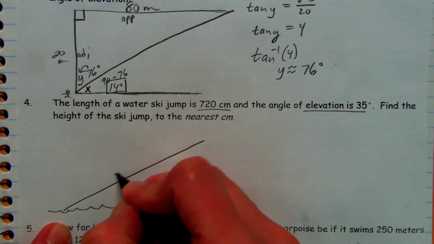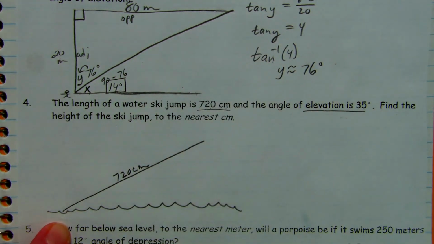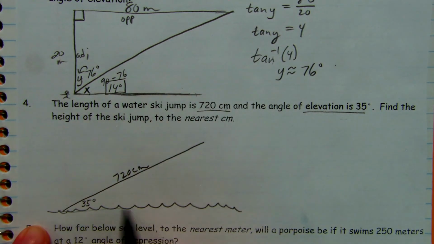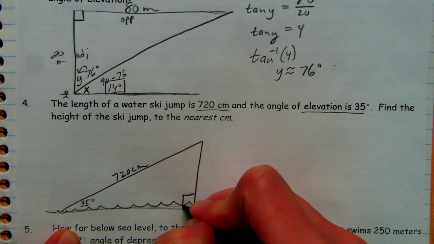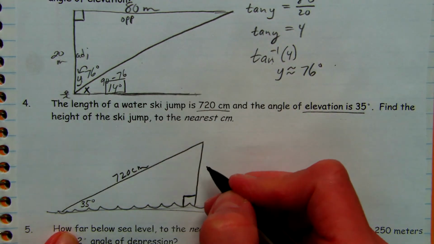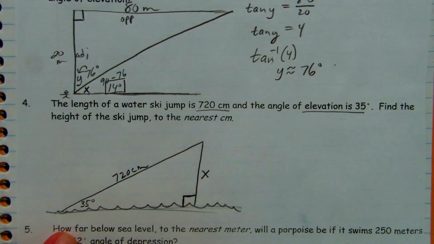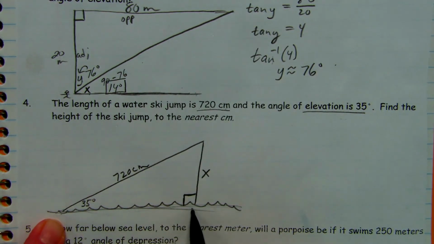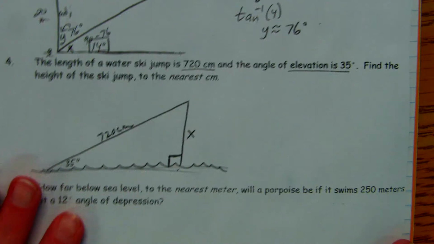And so the length is 720. So that would be up here on the actual ramp. And it says the angle of elevation is 35 degrees. So that would be down here, because this water would be like your horizon line. And we're assuming this is a right angle. And it wants to know the height of the jump. So the height of the jump would be this part right here. We'll call that x. If it wanted to know how far horizontally you actually traveled, which would be a little less than 720, you could figure that out.